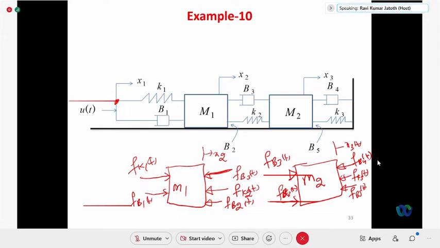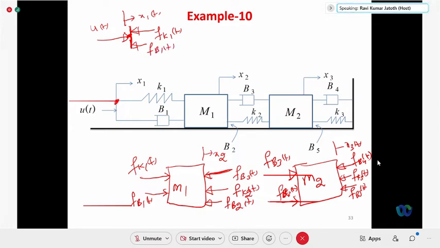Then now you have to consider the point mass, and the displacement is in this direction, that is X1 of T. So this is the point mass we are considering. U of T is in this direction, the applied force. Then will FK1 be in the same direction as X1 or opposing? Opposing. FK1 of T is this. And FB1? Opposing.